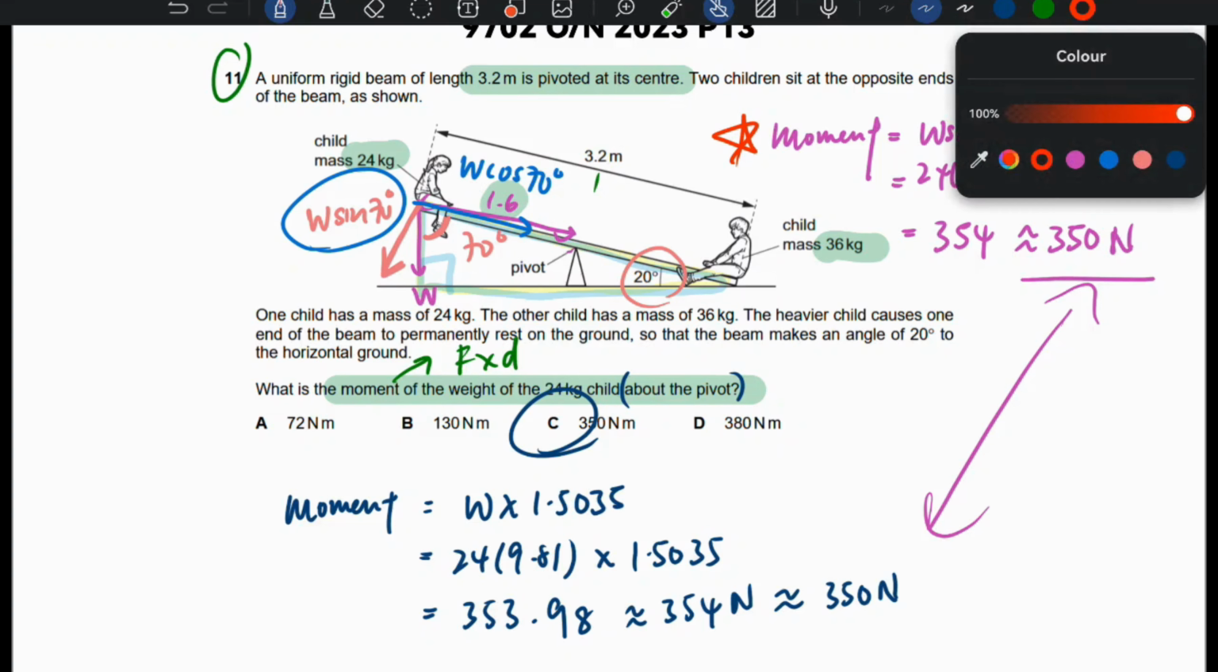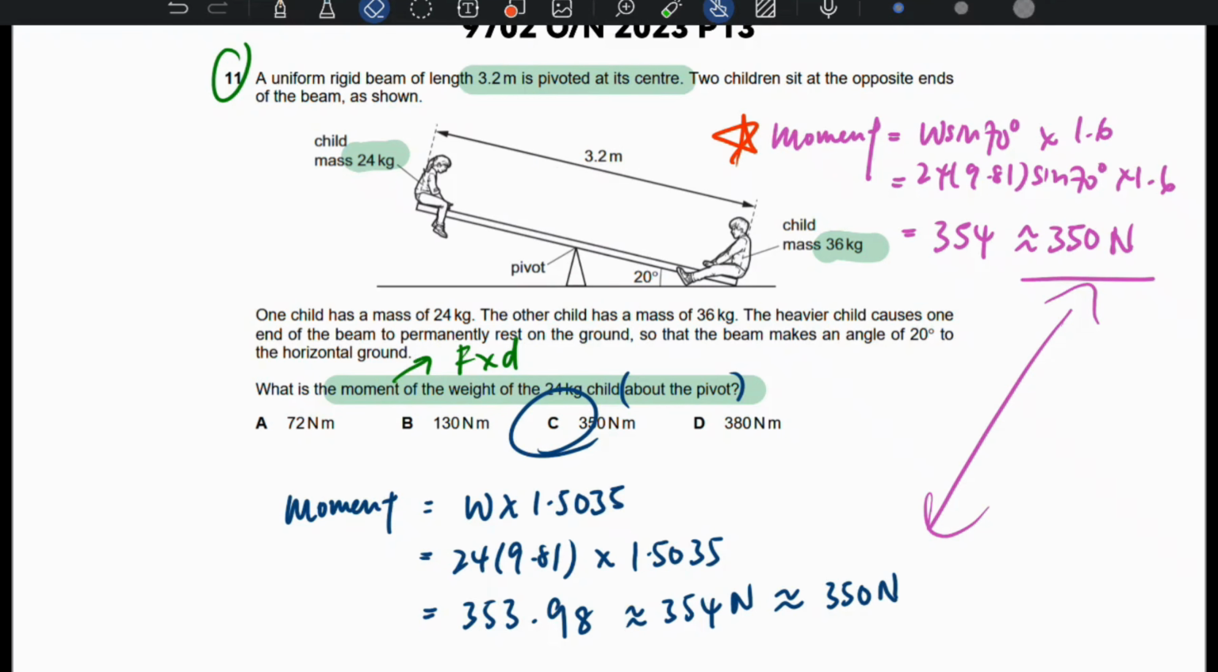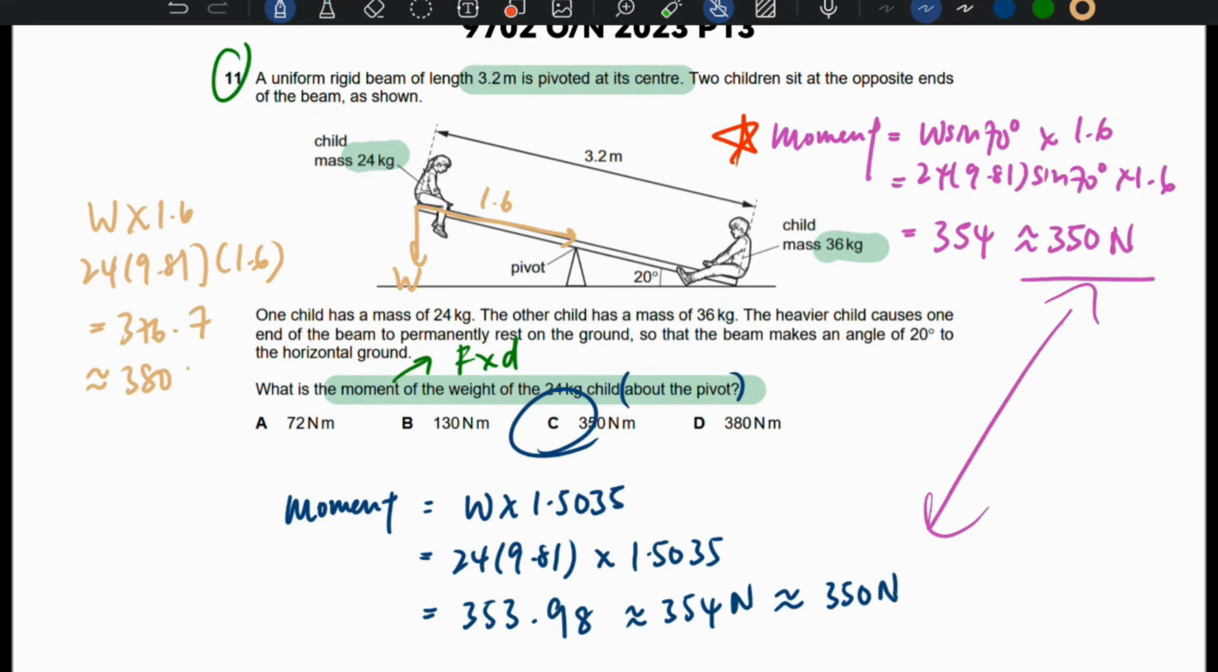So let me tell you what happens if you forget that the force must be perpendicular to the distance. Okay, let me erase this. Because Cambridge is also smart. They will also put the incorrect answer in the choices because they think you won't realize it. So let's say you take this weight here. You did not realize that the distance is not perpendicular. You just straight away take 1.6. So your working would be W times 1.6, which is 24 times 9.81 times 1.6. And your answer would be 376.7, and to two significant figures, this is 380 newton meters.